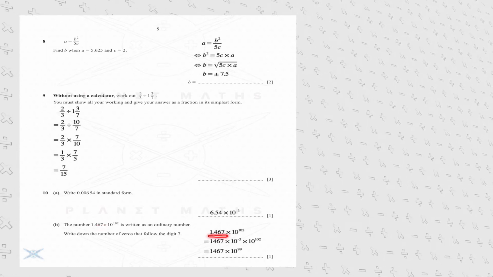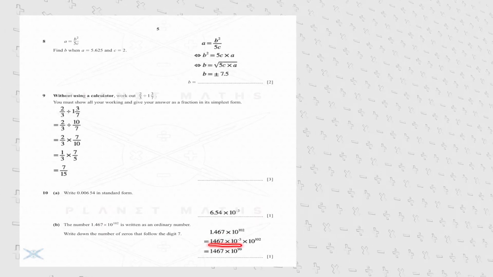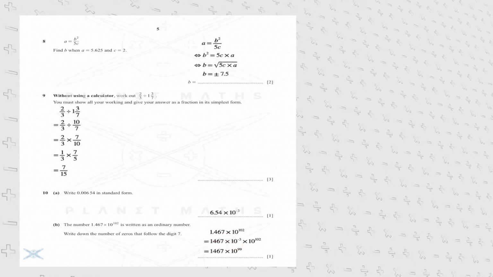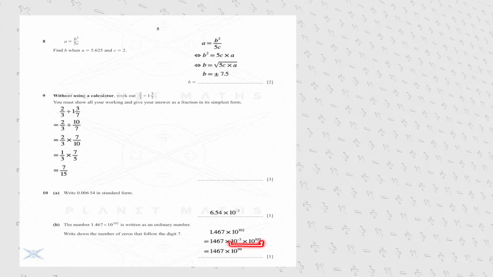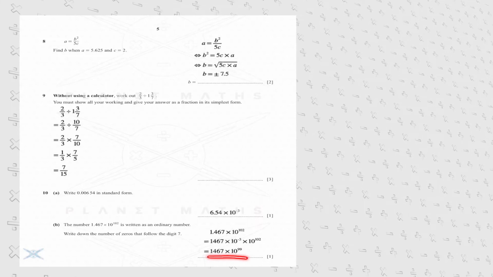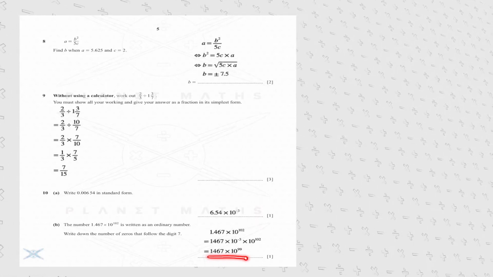Therefore, 1.467 can be rewritten as 1467 multiplied by 10 to the power of -3. And then we simplify this part of the expression using the provided laws of exponents, leaving us with this solution, which is 1467 multiplied by 10 to the power of 99.